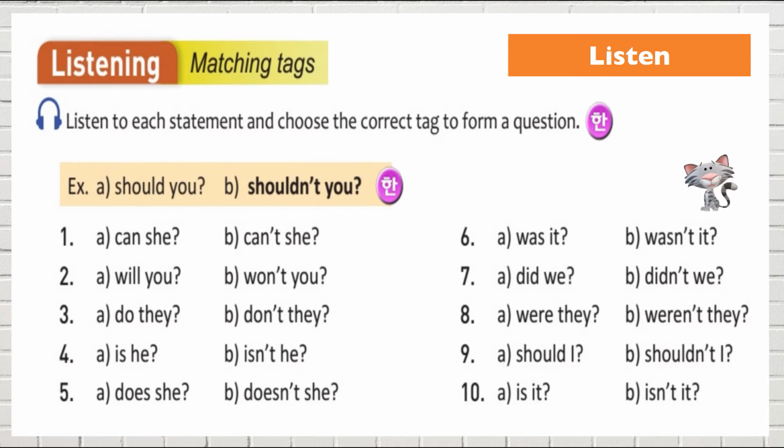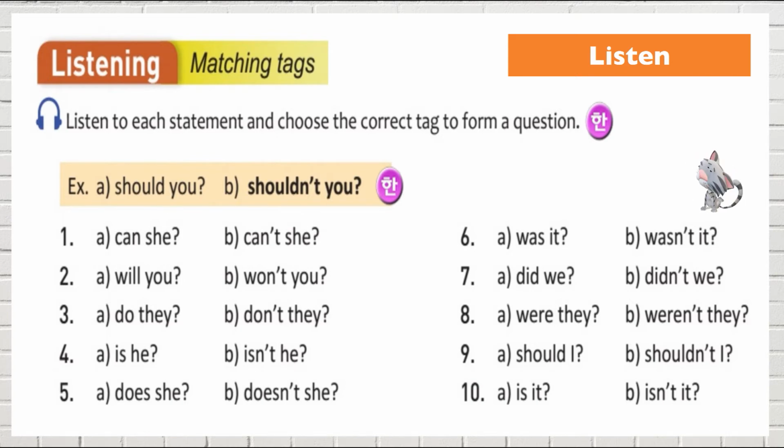So in the listening, listen to each statement and choose the correct tag to form a question. So you have to choose either like can she or can't she, will you, won't you, and so on. So let's go to the listening bit.